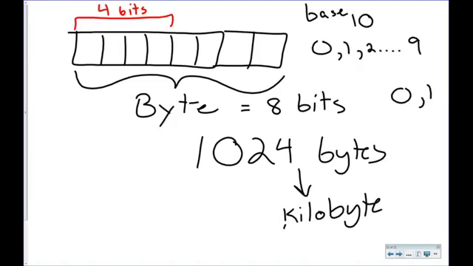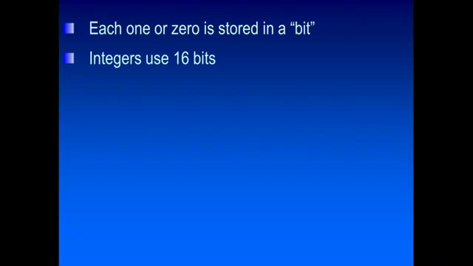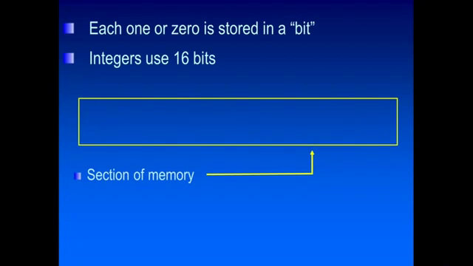Close. It's a nibble. You're right. It's actually called a nibble. And it's the first example of why computer scientists should never be allowed to name anything. Okay. Yeah, I know, it's painful.